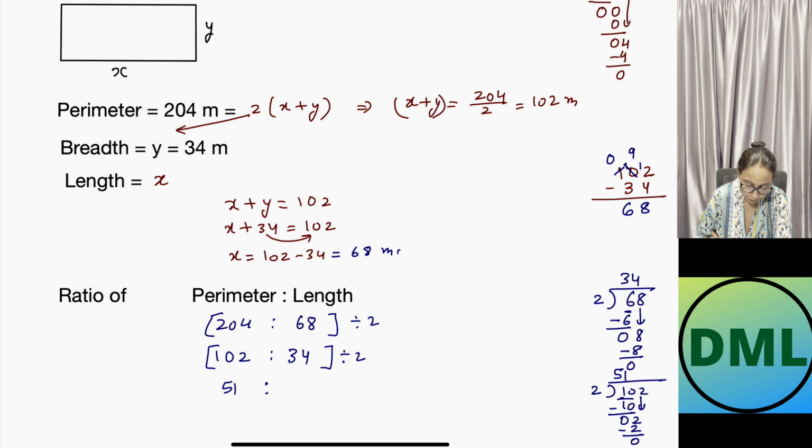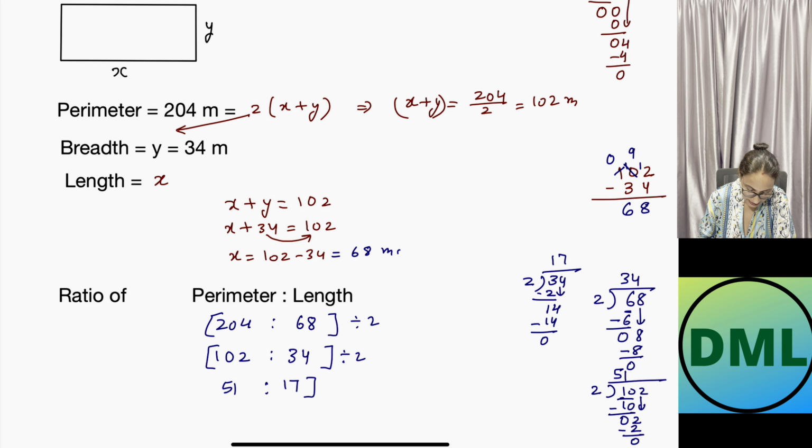51 is to 34 divided by 2. Let's do it here. 34 divided by 2. 3 is greater than 2. I can easily divide it. 2 times 1 is 2. Let's subtract it. 1. This 4 will come down and this will be 14 here. 2 times 7 is 14. Subtracted, your answer will be 0. That will be 17. I know the 17 times table.